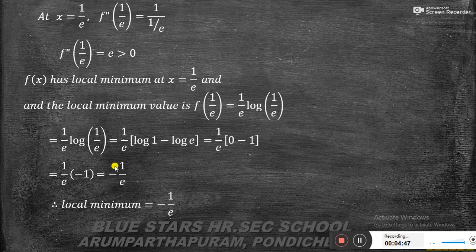This is the local minimum value of f of x. Therefore the local minimum value equal to minus 1 by e. This is the answer. So f of x has a local minimum at x equal to 1 by e, and the local minimum value is minus 1 by e.